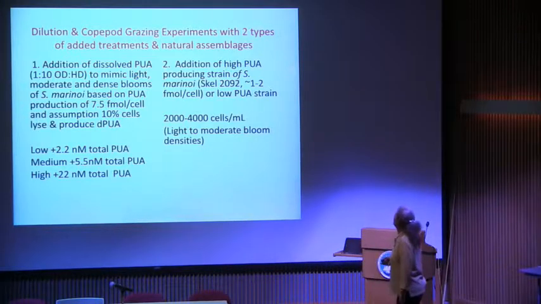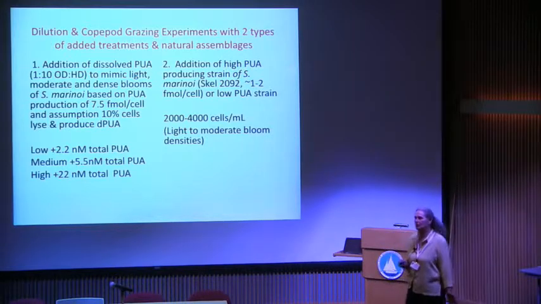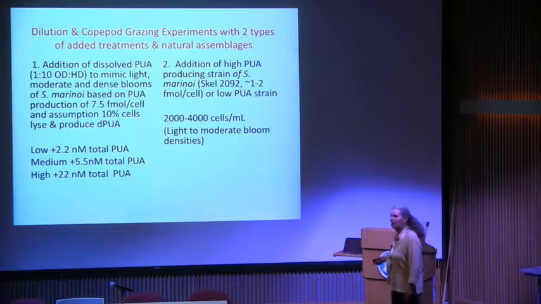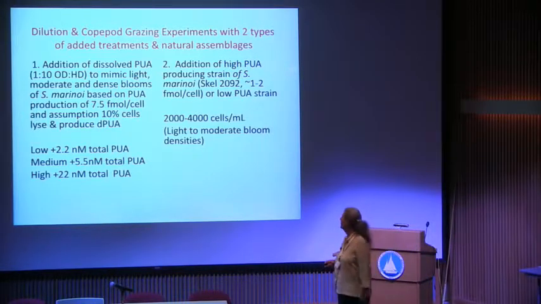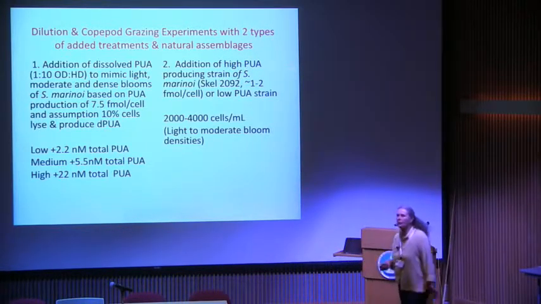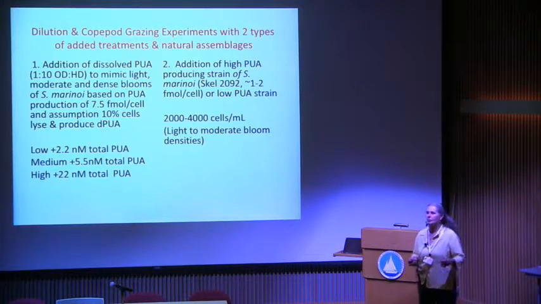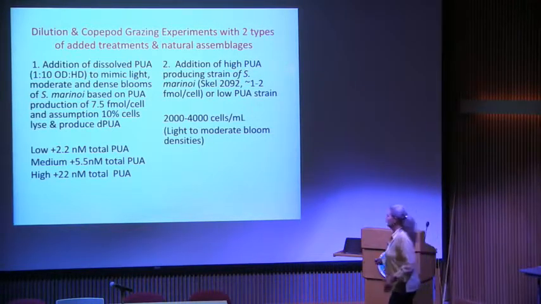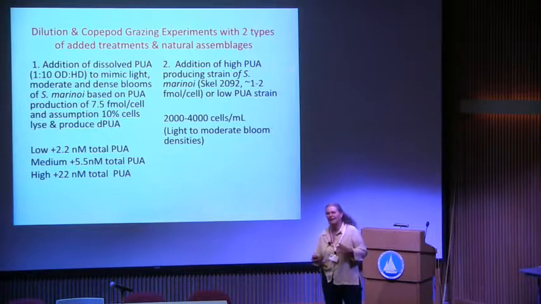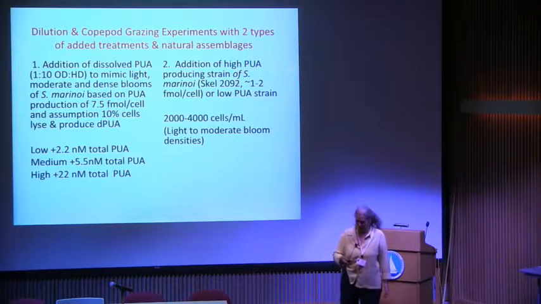The other thing we did was addition of a high-PUA strain of Skeletonema marinoi. And we also had a control strain that didn't produce PUA. And we added between 2,000 and 4,000 cells per ml for that treatment. And so that's comparable to a light to moderate Skeletonema bloom.